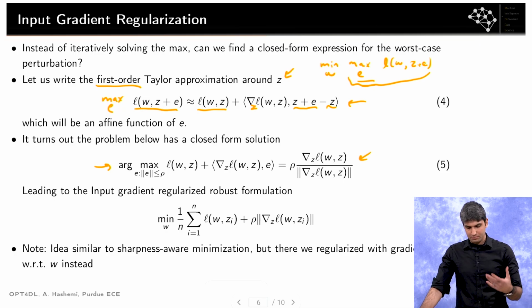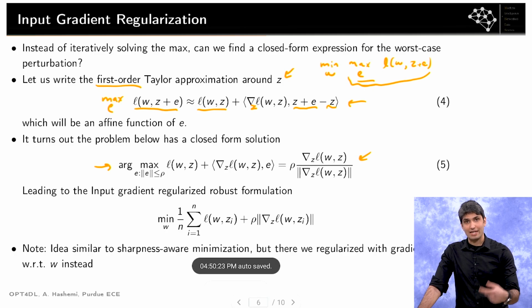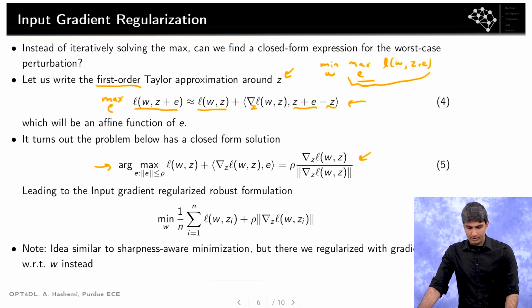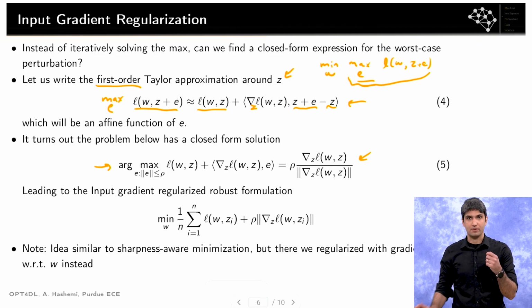So again, if I write the first order approximation and then try to find the perturbation that maximizes it, subject to the constraint that the perturbation norm has to be at most rho, the optimal perturbation will be rho times the gradient divided by the norm of the gradient. So this is saying that for each parameter and each data point, the maximum perturbation we require to be rho. That gives us the magnitude of the maximum perturbation.